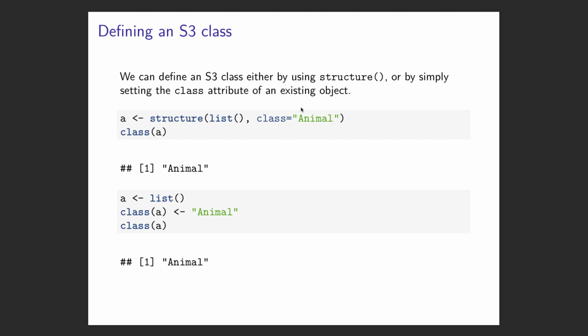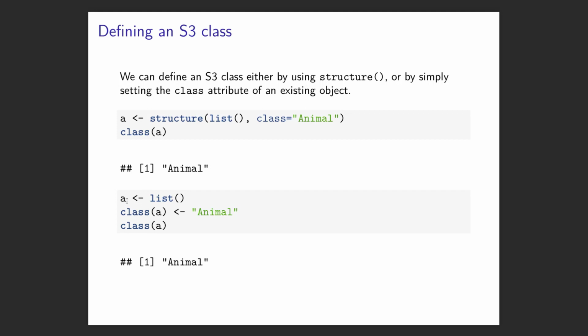Alright, so let's go ahead and define an S3 class for our little pet simulator game. We can define an S3 class either by using structure or setting the class attribute of an existing object. Structure here doesn't do anything special either. It's just a way of essentially adding attributes to an existing R object. So all I'm doing when I'm saying structure here on list is essentially creating a new object that's just an empty list that has a class attribute animal. Structure here isn't doing anything special besides setting the attributes that I give to it as additional arguments. So if I check the class of this output, I can see it's an animal.